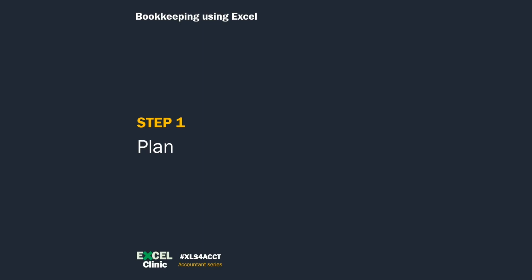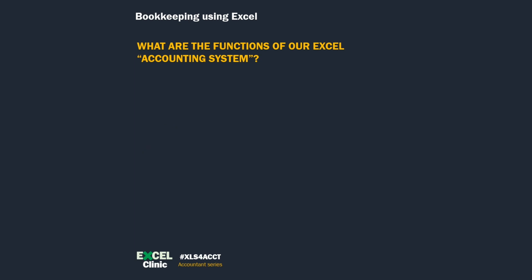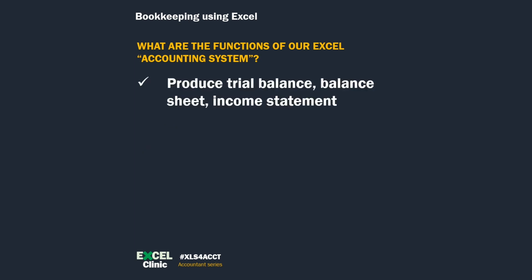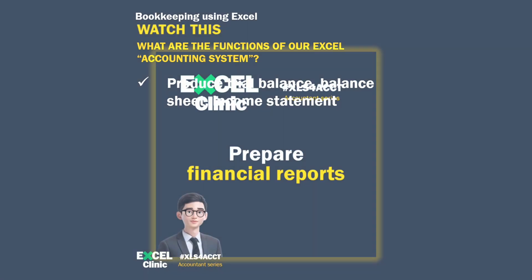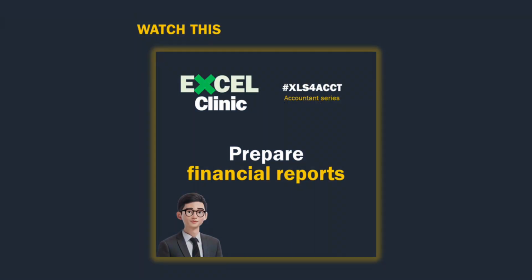Step 1. Plan. Before building a spreadsheet, we must plan. It is a mini program we're trying to build. What are the functions of our Excel accounting system? First, it must be able to produce a trial balance, balance sheet, and income statement. I will be showing the trial balance in this video. For balance sheet and income statement, you can refer to my previous video on automating the preparations of financial statements. Link in the video description.